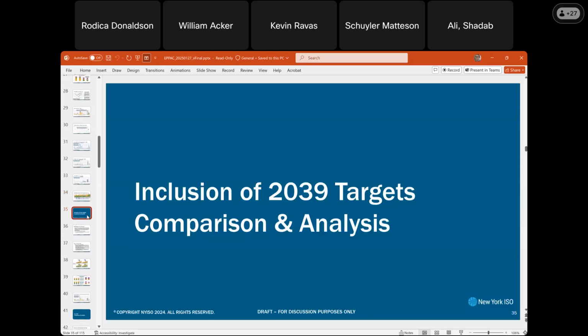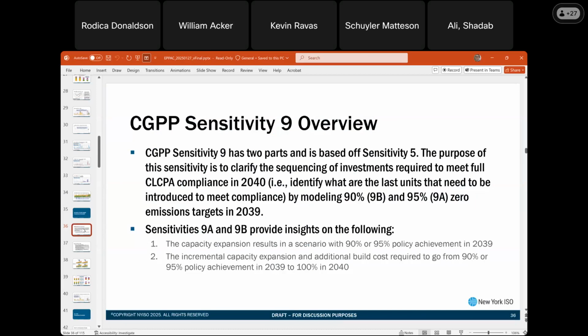So with that, I can go ahead and get into sensitivity 9. Sensitivity 9 looks at the inclusion of 2039 targets, and let's talk about that a little bit. Sensitivity 9 does have 2 parts, again like sensitivity 8, and it's based off of sensitivity 5.